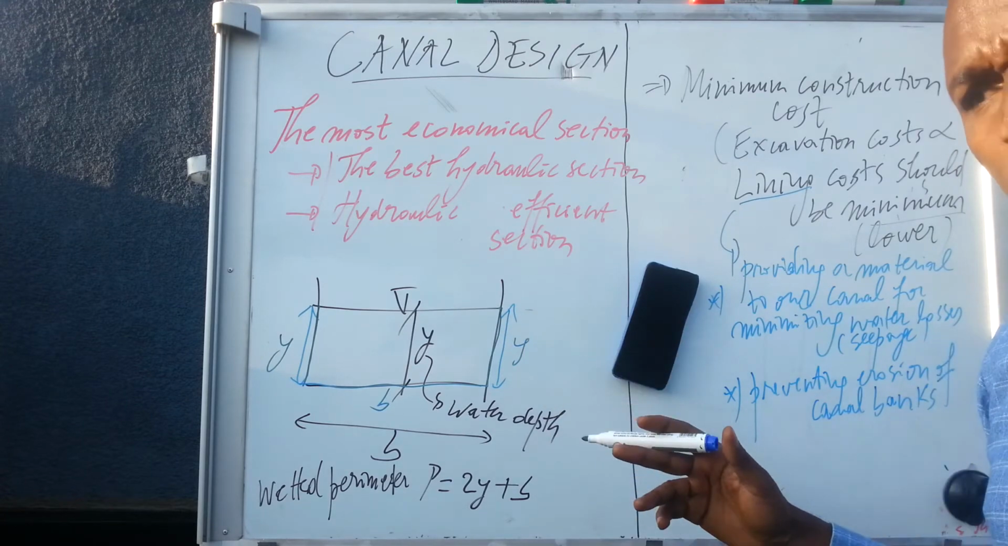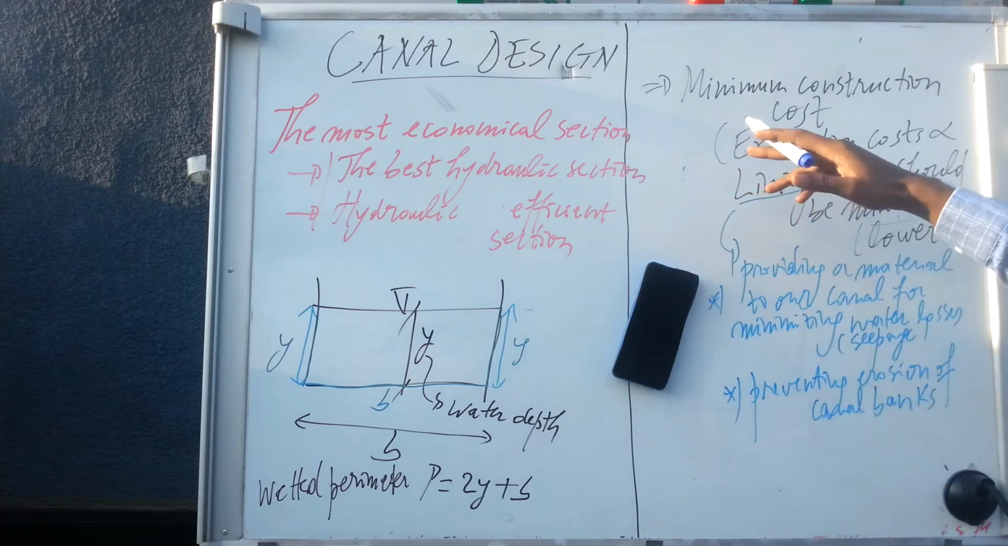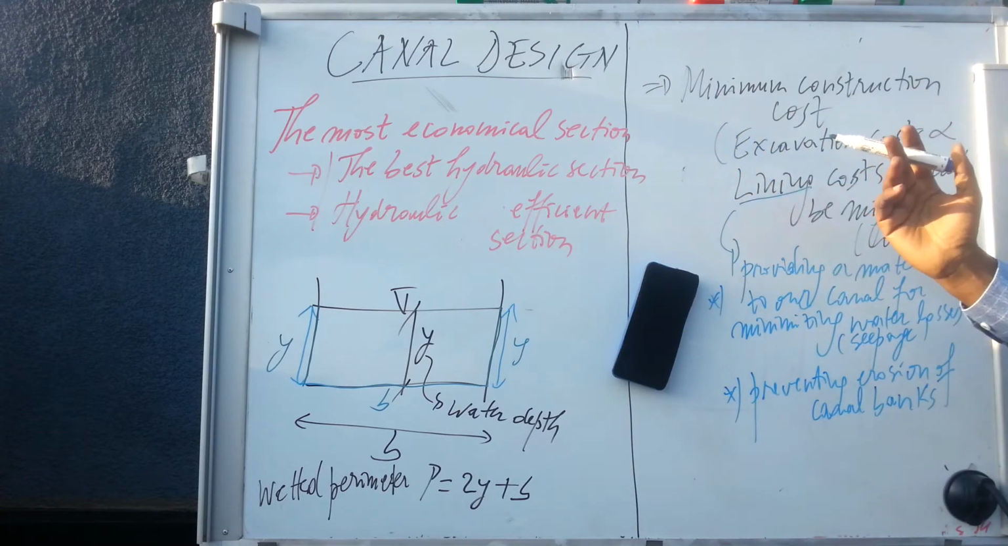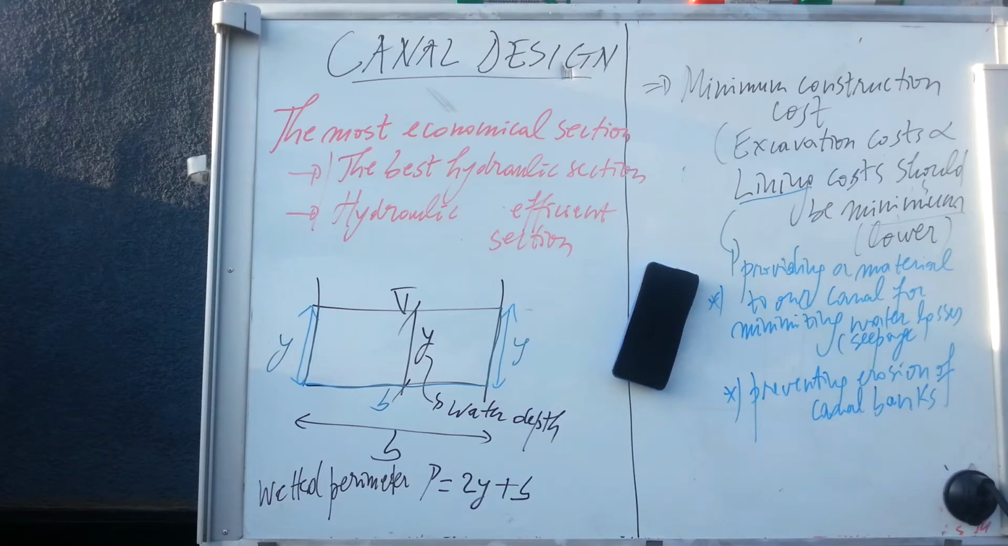The most economical section of a canal is the section with minimum cost of construction, with minimum cost of lining and minimum cost of excavation. So what are the conditions now? There are different conditions in order to get the minimum cost of construction. So what is the condition? Let us see.